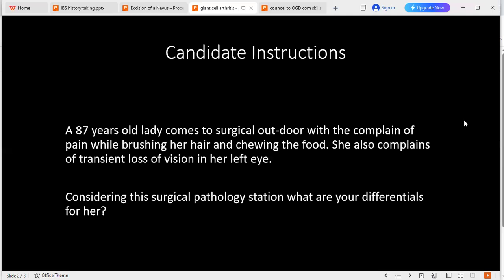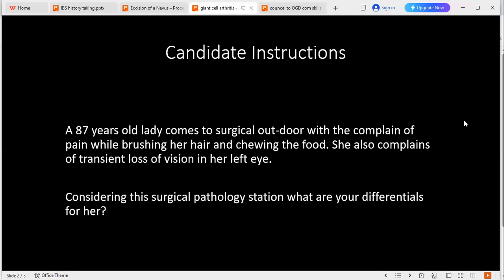What complications can arise because of this condition? Patient can go blind because of this, or the patient can have thrombosis of the vessel, which can lead to blindness.